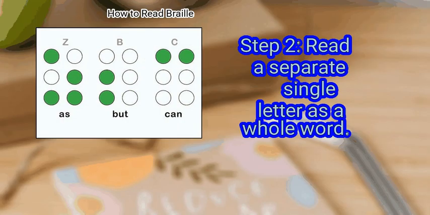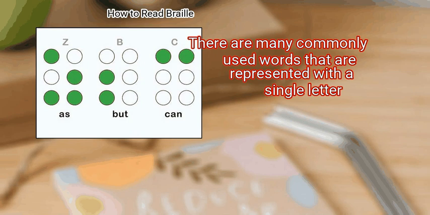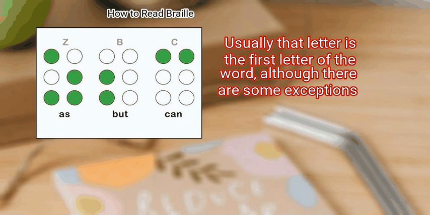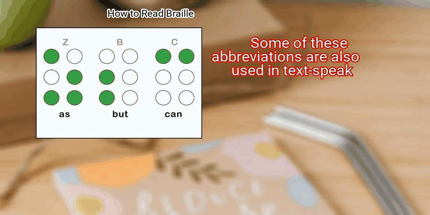Step 2. Read a separate single letter as a whole word. There are many commonly used words that are represented with a single letter. Usually that letter is the first letter of the word, although there are some exceptions. Some of these abbreviations are also used in text speak.